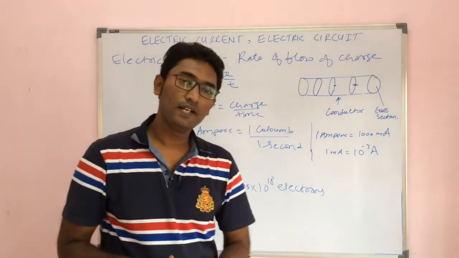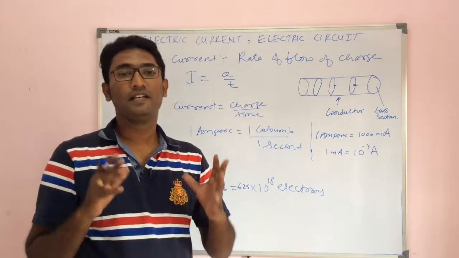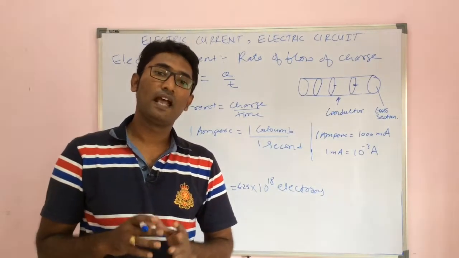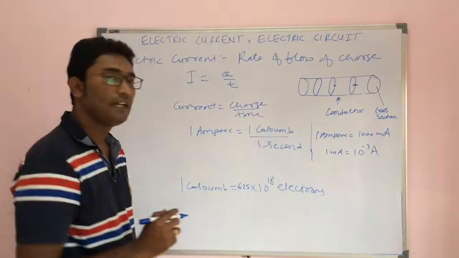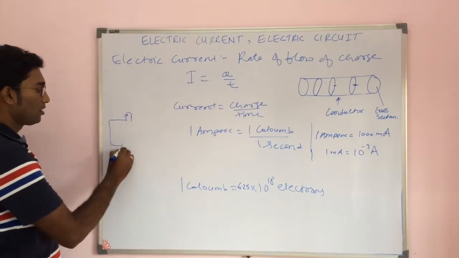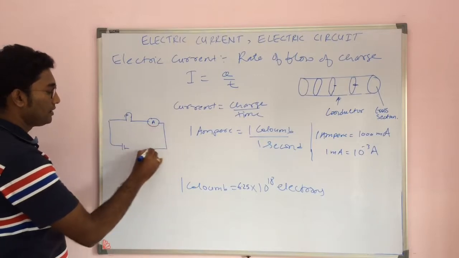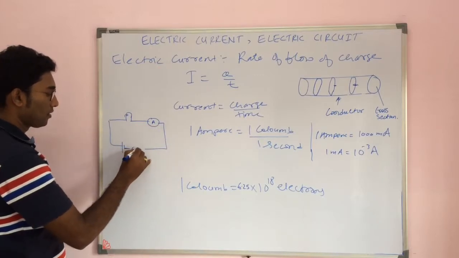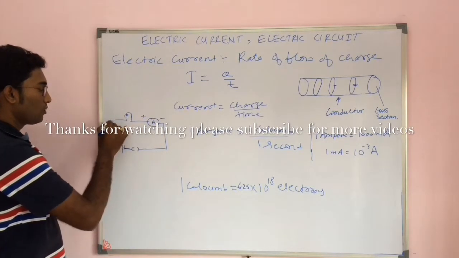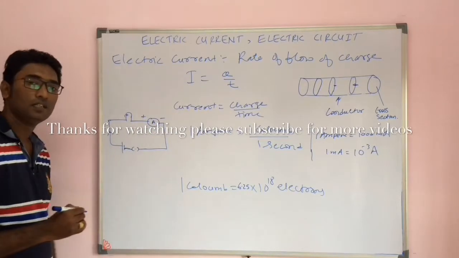Once again we will recap that electric current is the rate of flow of charge, and electric current is measured with the help of an instrument called an ammeter, and an ammeter is always connected in series. For example, if this is a simple circuit, then the ammeter is always connected in series. The positive of the ammeter is connected to the positive of a cell or a battery, and the negative of the ammeter is connected to the negative of the battery.